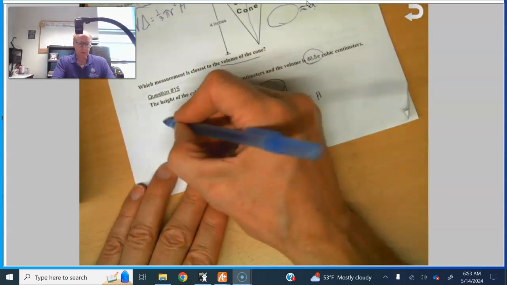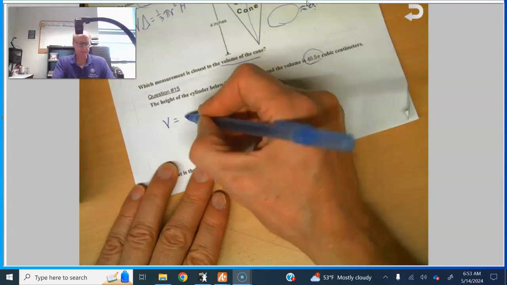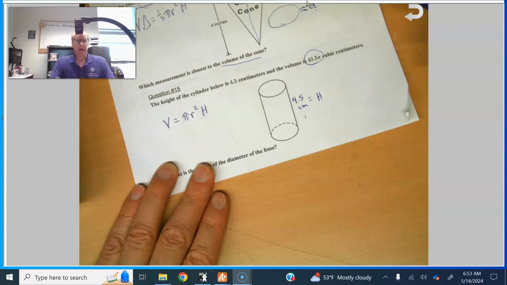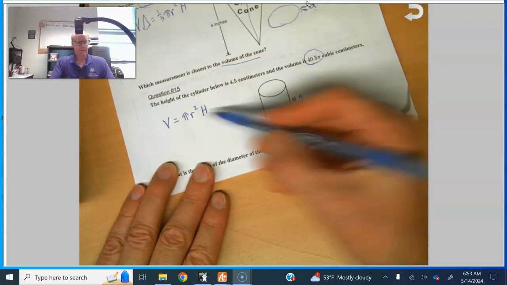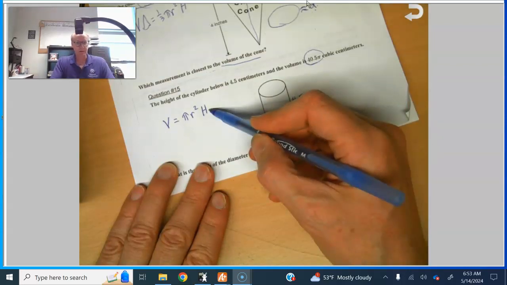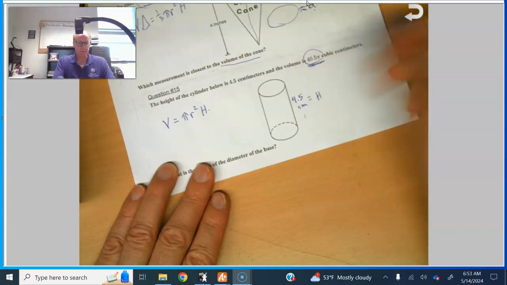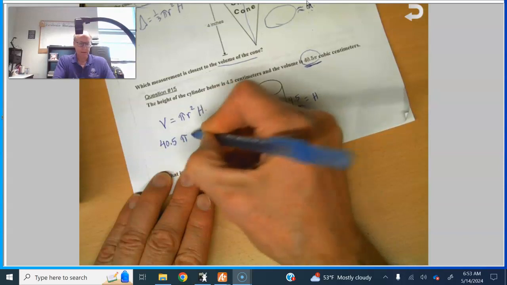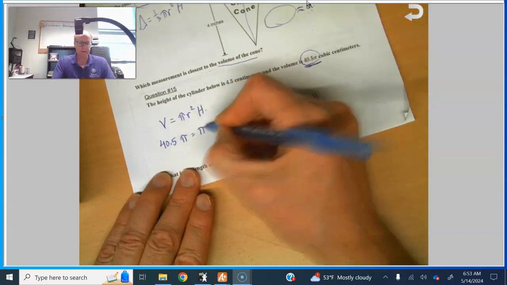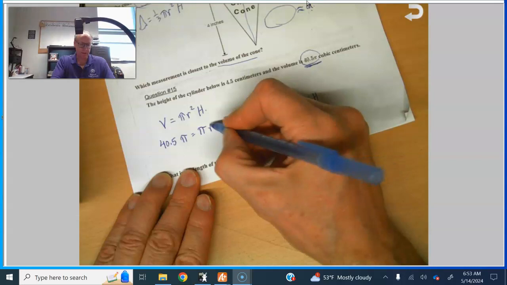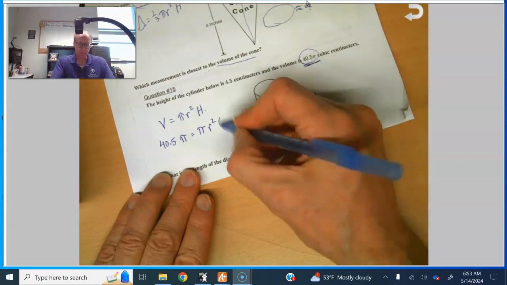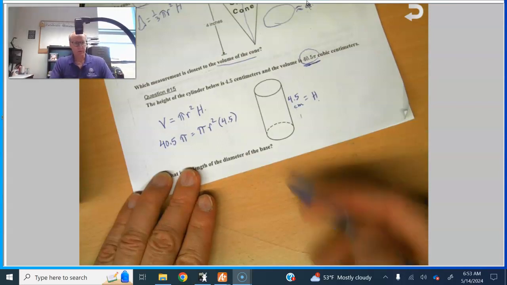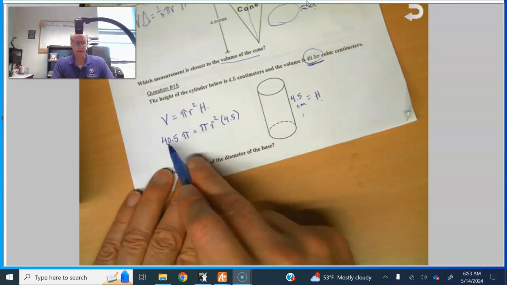So the volume of a cylinder is equal to pi r squared h. And remember, I start with a diagram, then I write a formula, then I substitute. Well, look at that. There's the volume. 40.5 pi is equal to pi times the radius squared times the height, which is 4.5. Now, I can divide both sides by 4.5 pi.